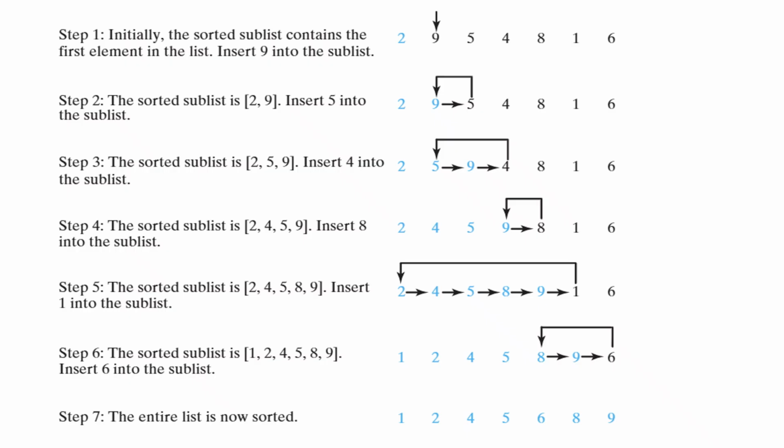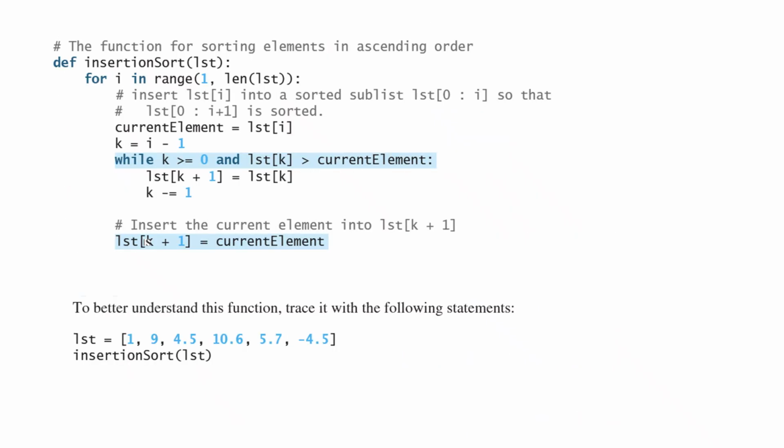Insert 1 into the sublist. So now the sorted elements are 1, 2, 4, 5, 8, 9. Insert 6 into the sublist. The entire list is now sorted. So this is the program for sorting the given elements using the insertion sort.